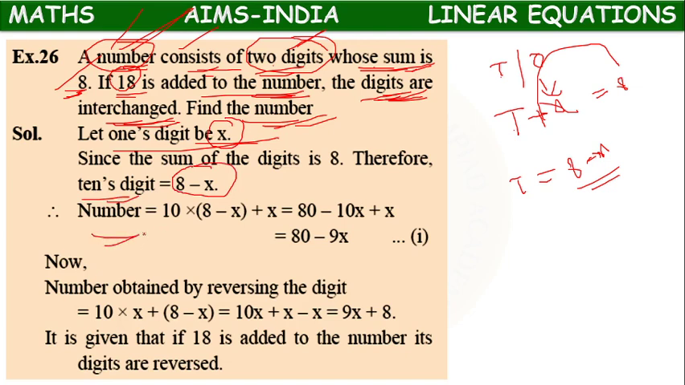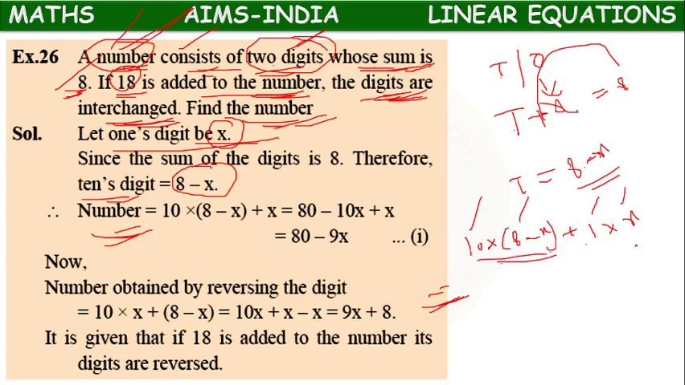Now what is the number? For framing the number, what do we have to do? In the tens place we have 8 minus x, so it should be multiplied with 10. In the ones place we have x, so it should be multiplied with 1. Like this we have to multiply.